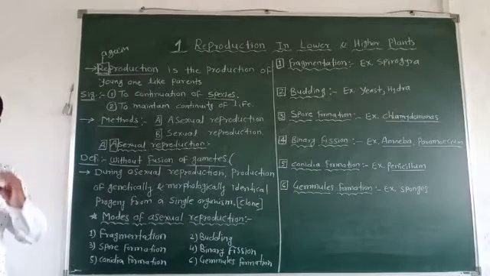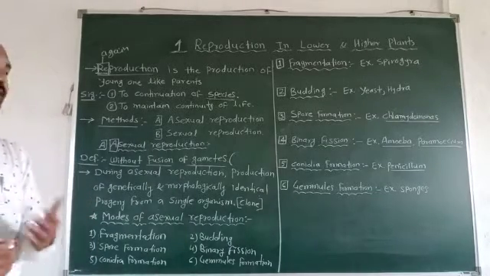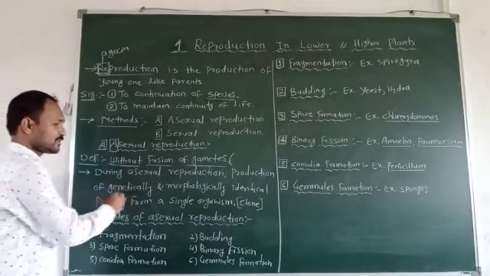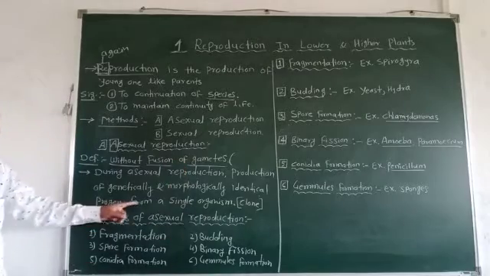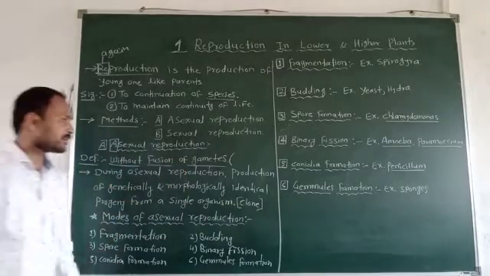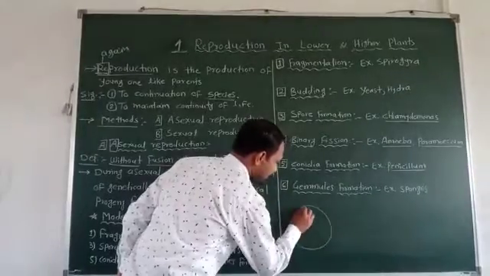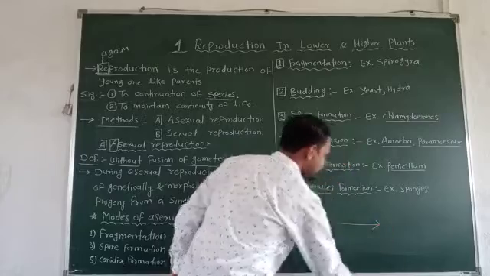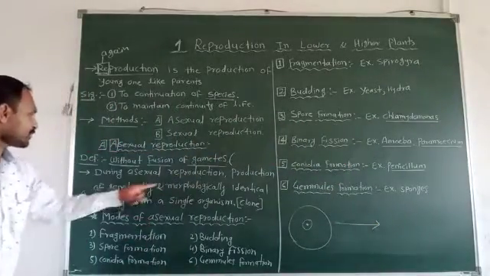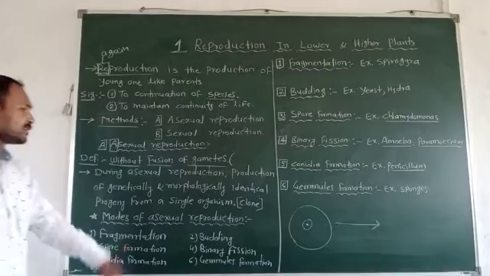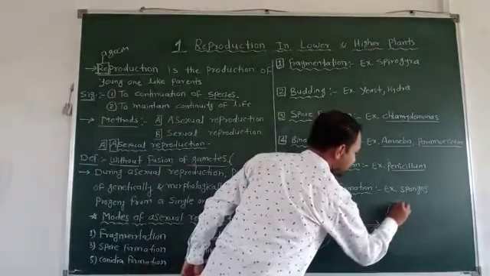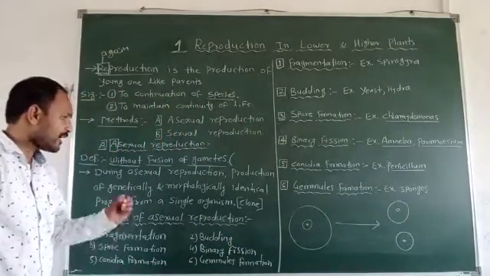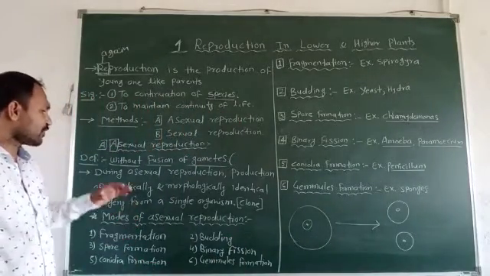Then what is the process of asexual reproduction? How does it occur? During asexual reproduction there is production of genetically and morphologically identical progeny from a single organism. Suppose this is the single organism. What does this single organism produce? Production of genetically and morphologically identical progeny. From this organism there is formation of identical progeny.